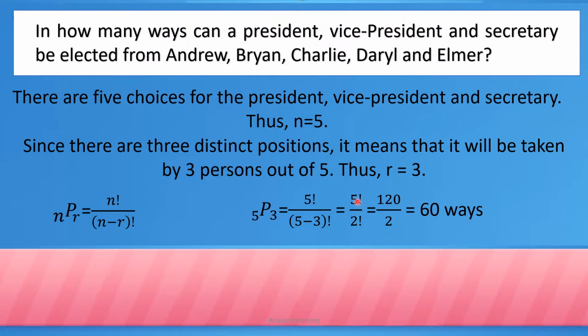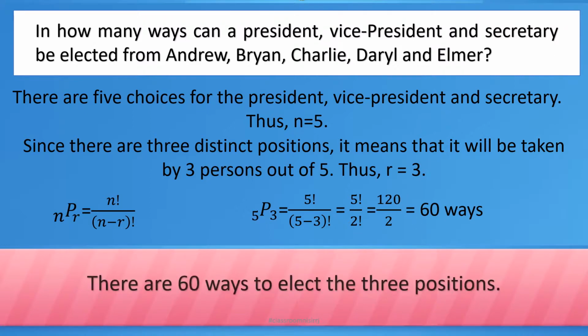When we expand 5 factorial, we will have a product of 120, while the 2 factorial, we will just have 2. When we simplify this, we divide them and will have 60 ways. Therefore, our answer in this problem, there are 60 ways to elect the 3 positions.